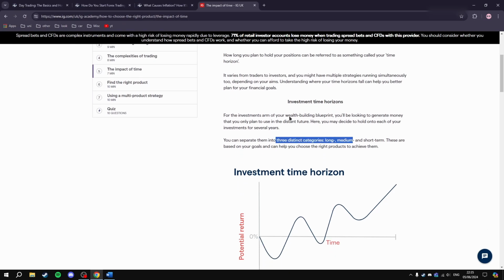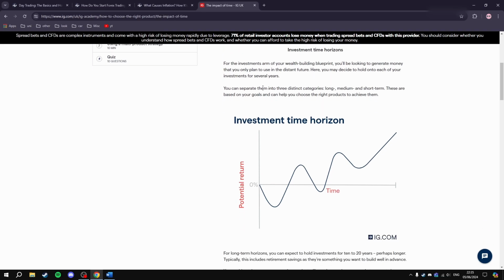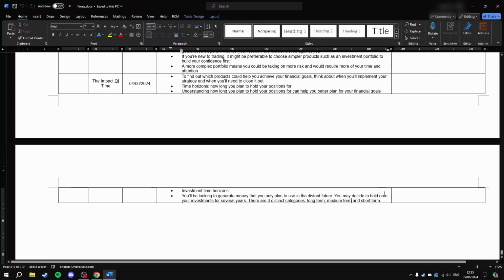So, investment time horizons. For the investment arm of your wealth building blueprint, you'll be looking to generate money that you only plan to use in the distant future. Here, you may decide to hold on to each of your investments for several years. You can separate them into three distinct categories: long, medium, and short term. These are based on your goals and can help you choose the right products to achieve them.